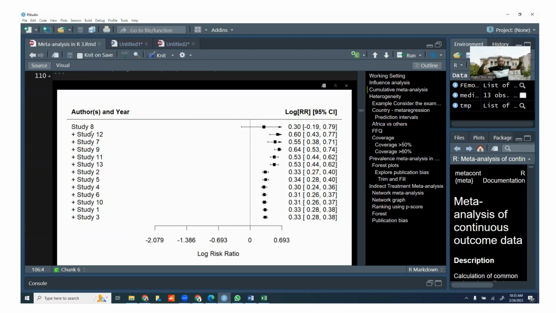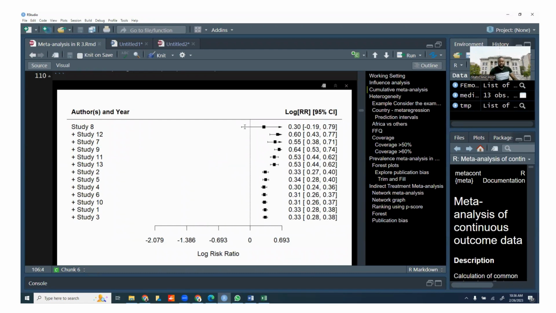So you start from the oldest study, and then you add the next study to it, and rerun the meta-analysis. And then you add the next study to it, and rerun the meta-analysis. So you keep adding until you get to the final one. And this final estimate should be the same as your final estimate in your main meta-analysis above, right? So if you check, what we have here is 0.33. What we have above is also 0.33, right?